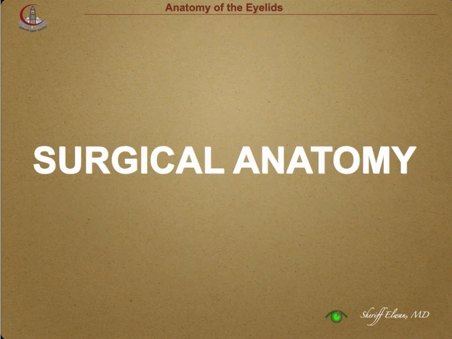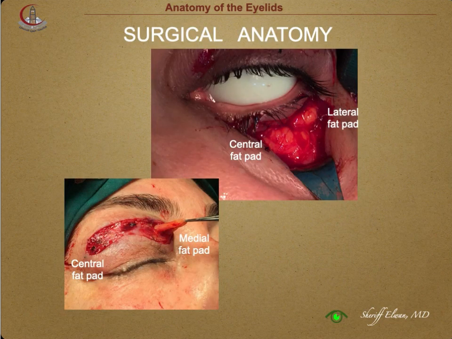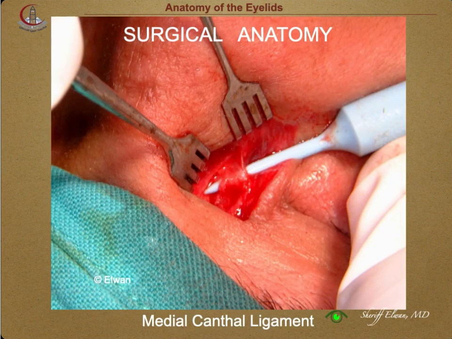Now we finally come to an interesting clinical application, which is the surgical anatomy. During the operation of blepharoplasty, we open the upper palpebral crease, and we can see the central fat pad and the medial fat pad. And if we are taking the subciliary approach of lower blepharoplasty, we can see the lateral fat pad and the central fat pad as well. This is the central fat pad, in upper and lower lids. And this is the lateral fat pad, and this is the medial fat pad.